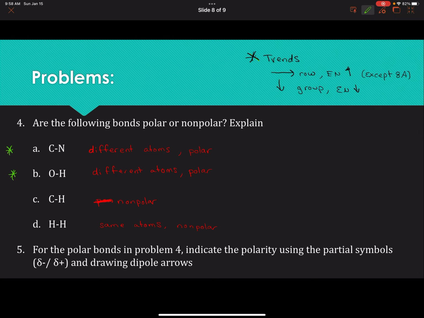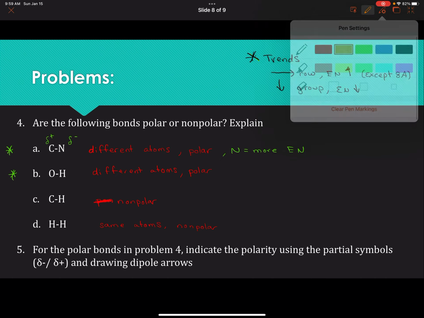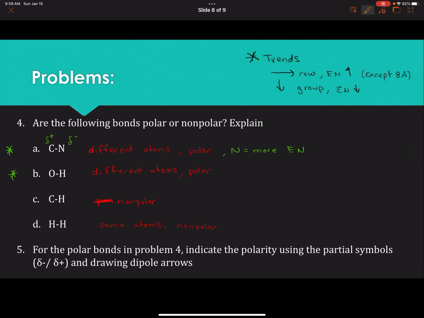So we've got carbon and nitrogen. They are located in the same row, so we can use that periodic trend moving across the row. Nitrogen is further to the right, making the nitrogen more electronegative. So we said that the more electronegative atom is going to get our partial negative charge. That's going to leave my carbon partially positive. So our dipole arrow starts on the positive atom and it points towards the negative atom.